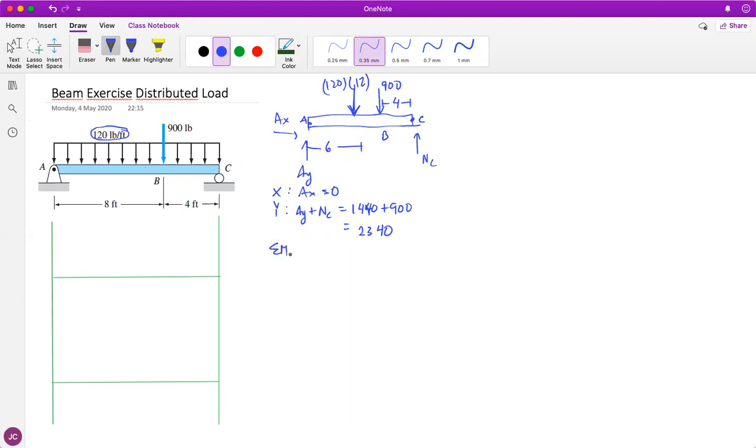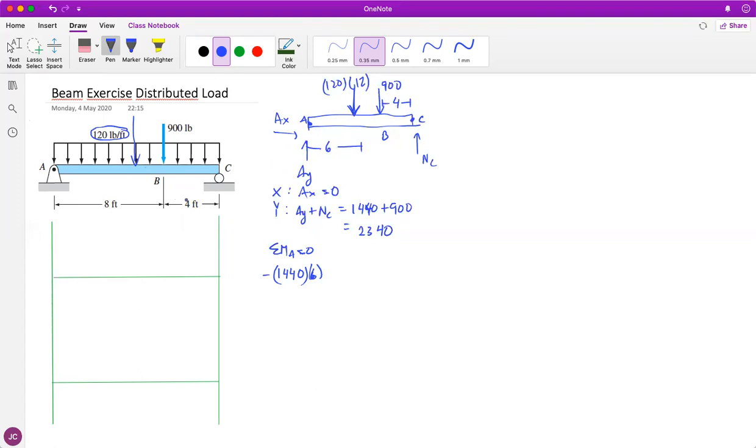Therefore, moment regarding, let's say, A equals to 0. If I put that, let's start with this 1,440. So this is the force which is actually acting here, so it's a distance of 6. Regarding A, it's 6 feet out of this corner. Therefore, this thing should be negative. Got it. Now, what about this other guy?